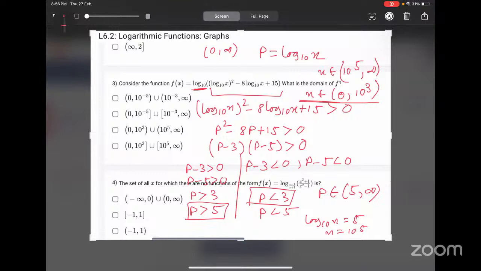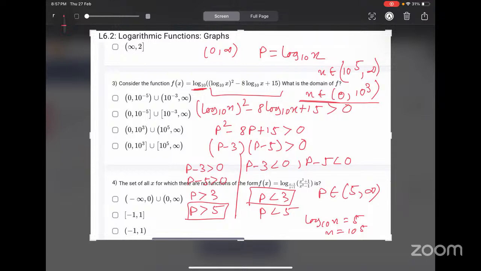No. Probably the function is increasing, not decreasing. That is not the factor. You have to think about the domain.